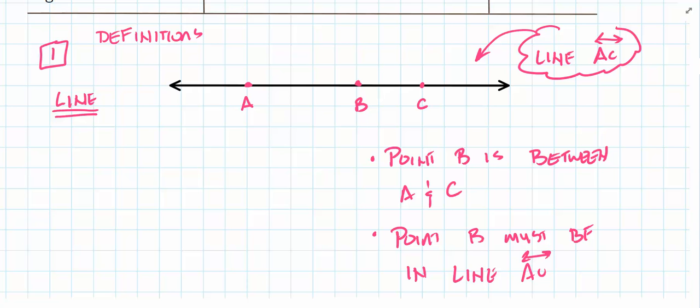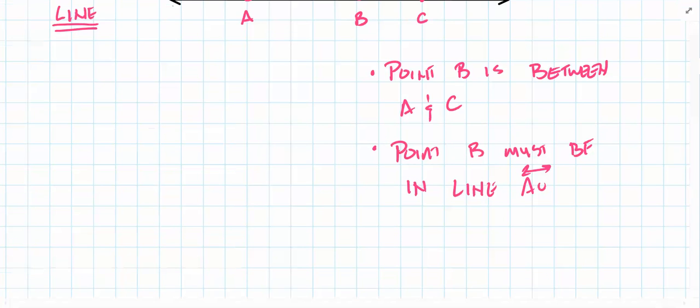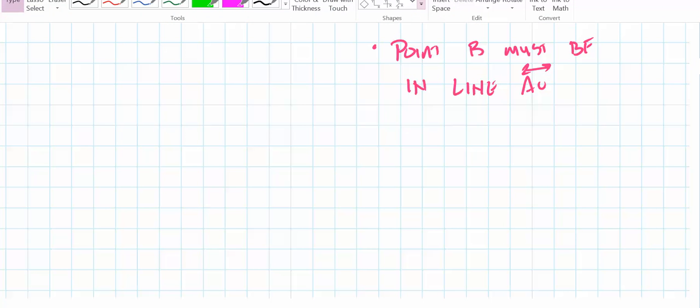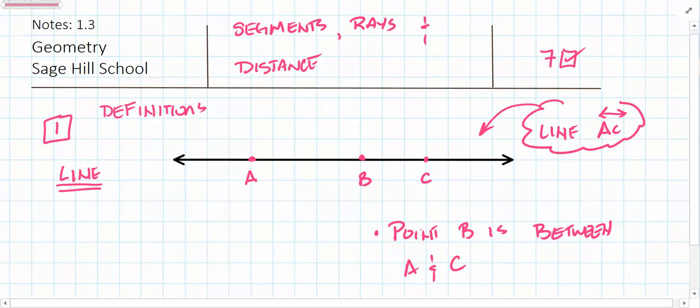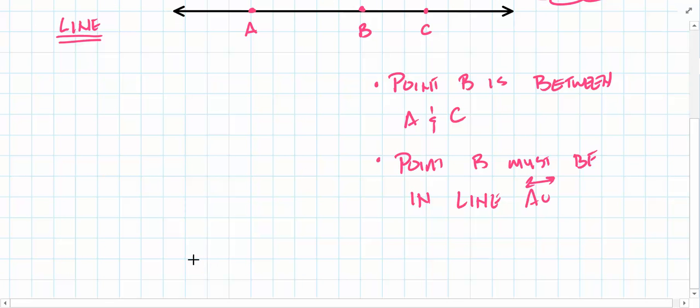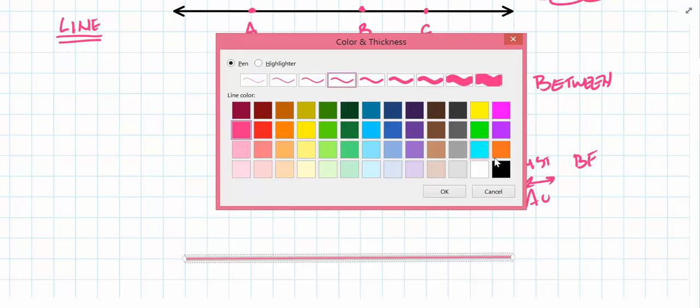You guys cool with that part? All right, good. So that's a line, all right? Let's talk about, this is the same box here. The next thing I want to talk about is not necessarily a line, but a line segment. For some reason it's pink, okay? Let's make it black.